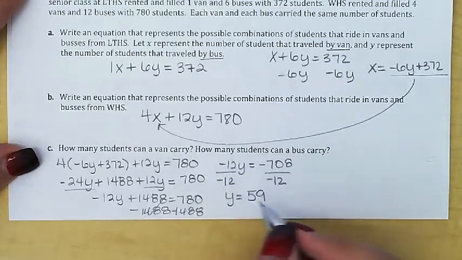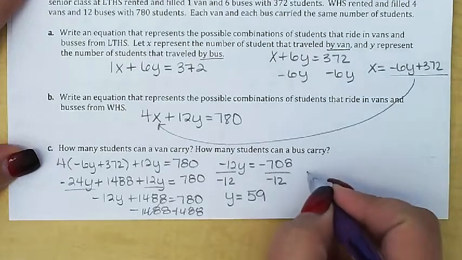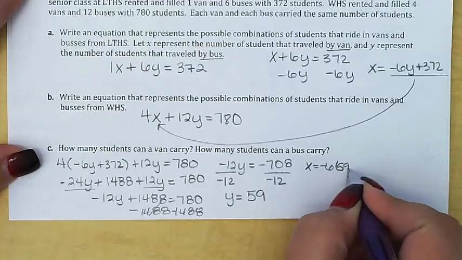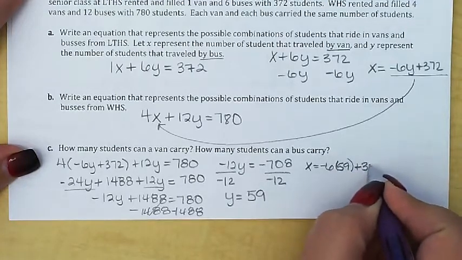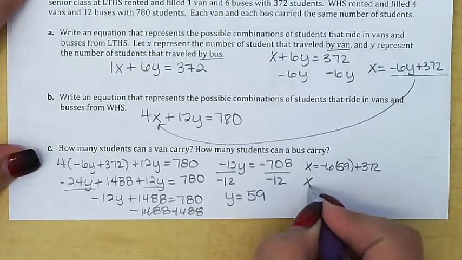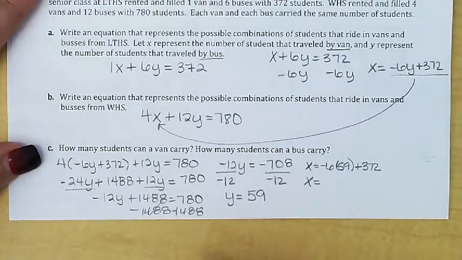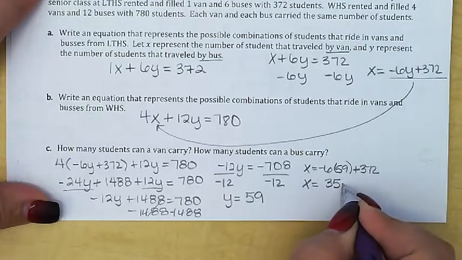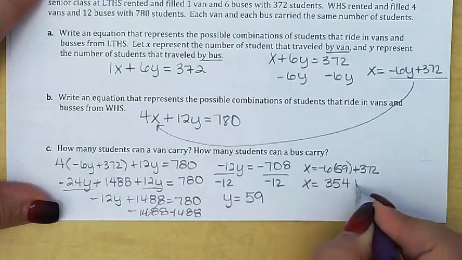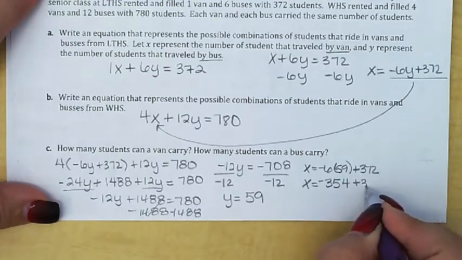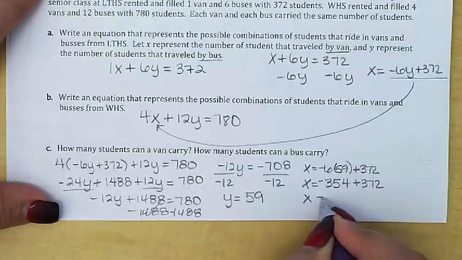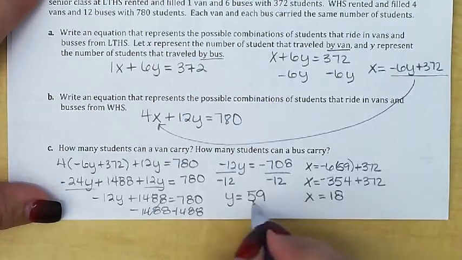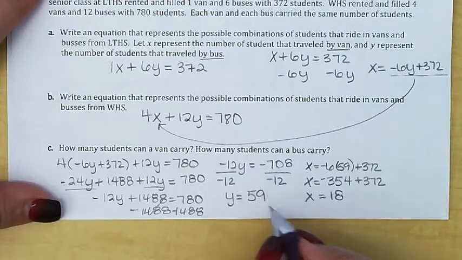And then we'll plug that back in. So I'm going to throw that back in here up here for y and say, hey, now that I know that y is 59, I can insert that into the equation for x and find out what this is. Well, negative 6 times 59 is, I think, negative 354, yeah? And then 372, when you combine these guys, x is 18. So every van held 18 students, and every bus held 59.